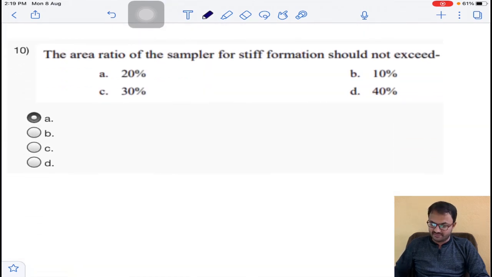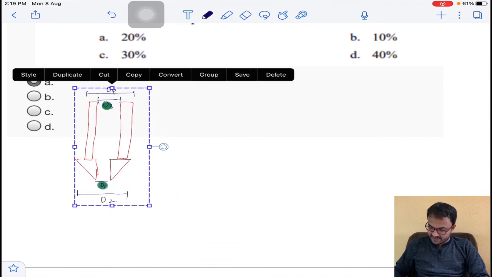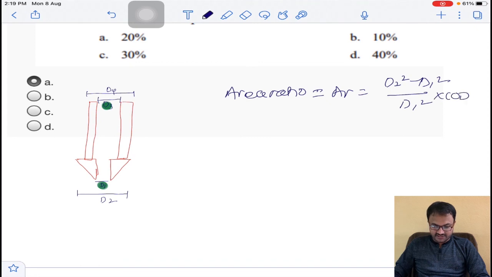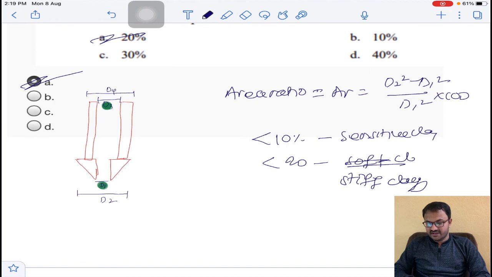And obviously the same diagram, so I am copying here again. So here for the same diagram, area ratio. We calculated outside clearance, inside clearance. Area ratio AR will be (D2 square minus D1 square) divided by D1 square, into 100. So if the area ratio is less than 10%, it is required for sensitive clays. It is less than 20% for soft clays. It is not soft, it is a stiff clay. So the answer will be A for question number 10.